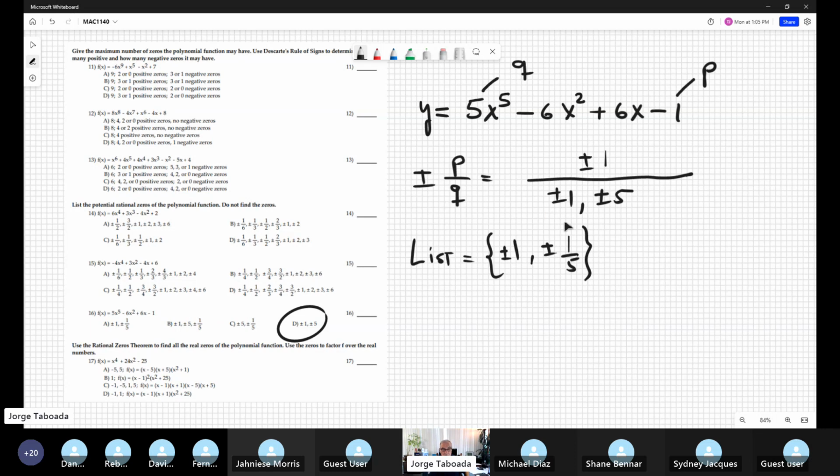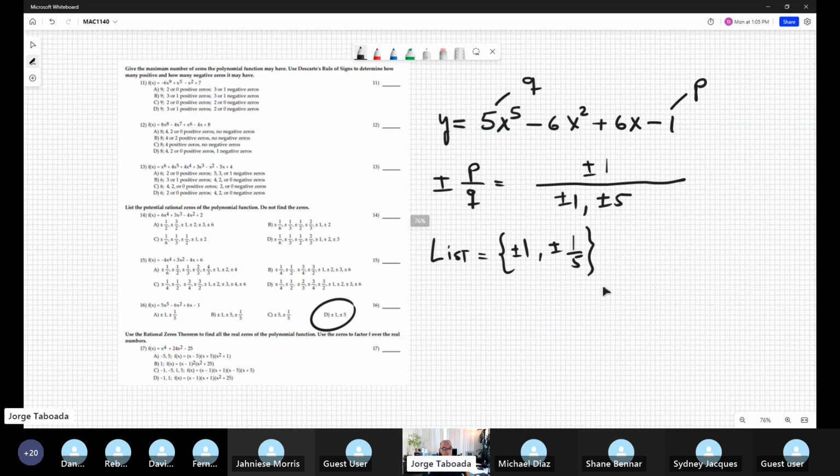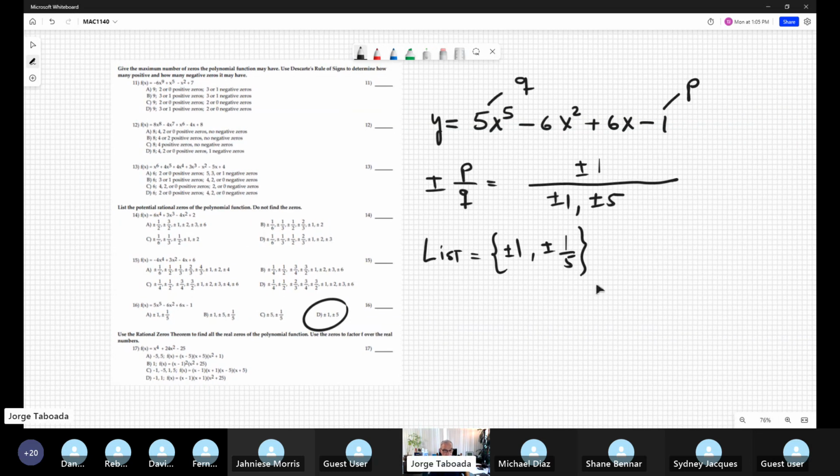Okay. Continue. 17. Oh, 17, say using the rational zero theorem to find. Okay, everything is right. Giselle Perez. Okay, Giselle.